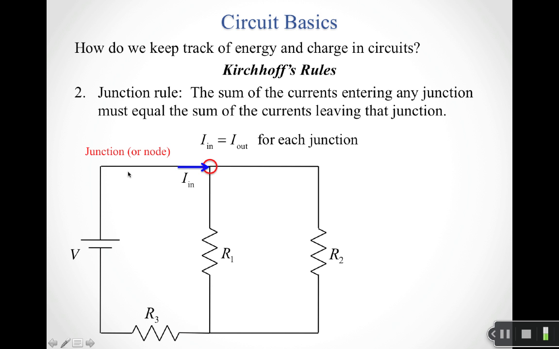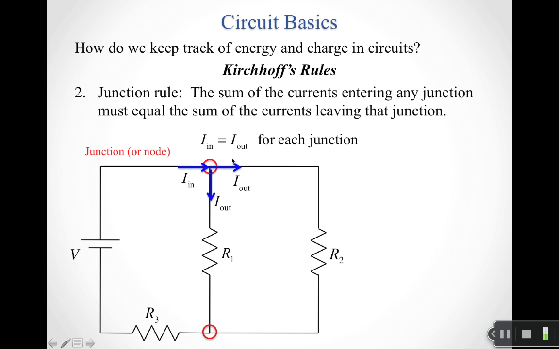But what the junction rule tells us is that the current that's coming in, so current comes out of the battery here, comes in to this particular junction, it's going to go out. Some of it will come out this way. The rest of it has got to come out this way. And so this means that the sum of these two, the currents flowing out of that junction, has got to be equal to the current that flowed in.